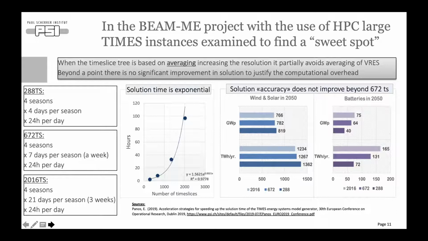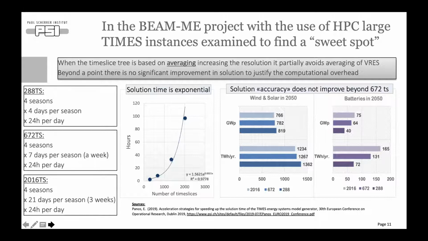advantage of high performance computing to examine very large instances and to find a sweet spot on how many time slices we need. And the first approach that I'm presenting here is just a straightforward averaging of the demand load curve, the electricity load curve. And we average it into 288 time slices for 4 seasons, 4 days per season, and 24 hours per day, 672 time slices, and 2016 time slices.